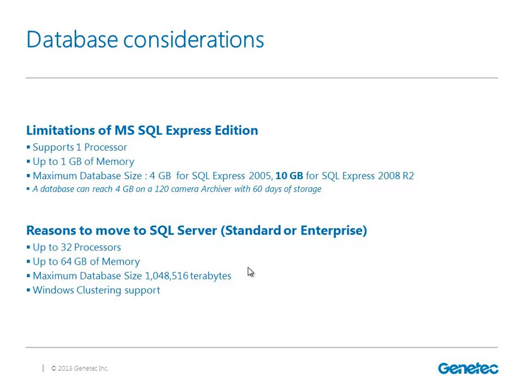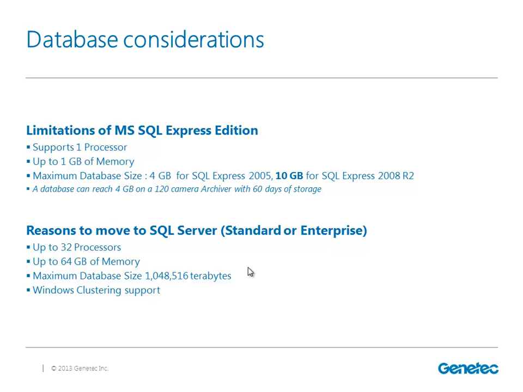Some database considerations. The Express version of SQL Server is free, and as such has certain limitations associated to it. For example, an SQL Express server supports only one processor, will use only up to 1 gig of memory, and does not allow the database to exceed 10 gigabytes in size for SQL Express 2008. As an idea of how large a database will grow in a Genetec system, an archiver's database can reach 4 gigs on a 120 camera system with 60 days of storage.